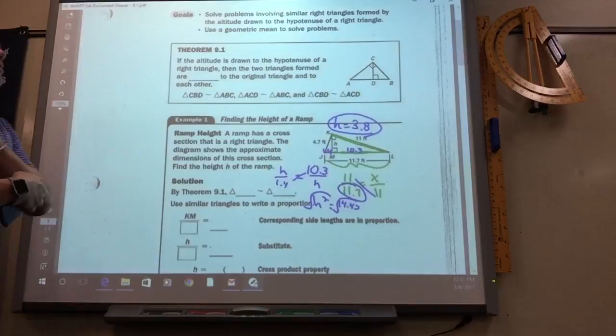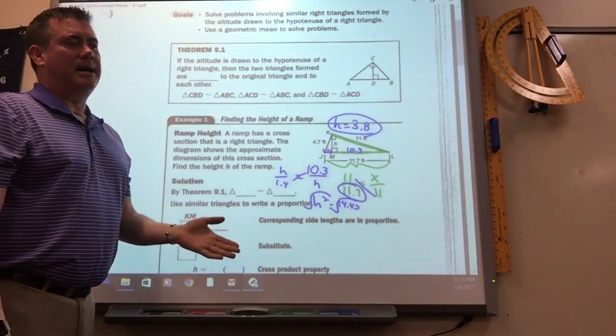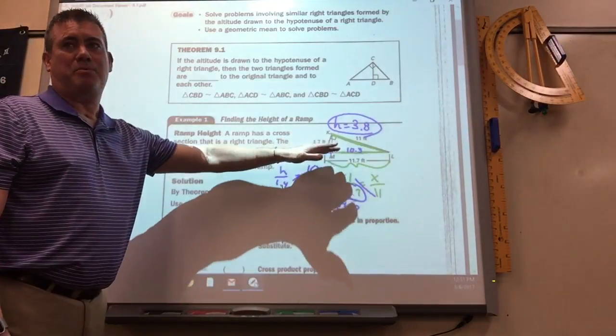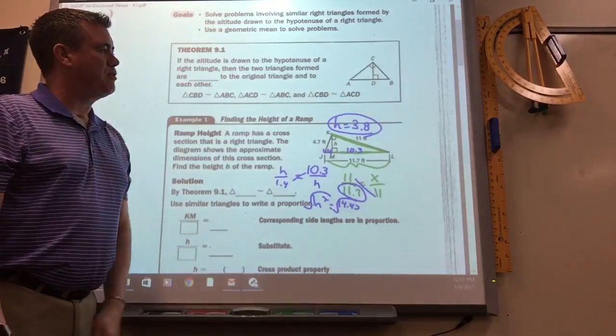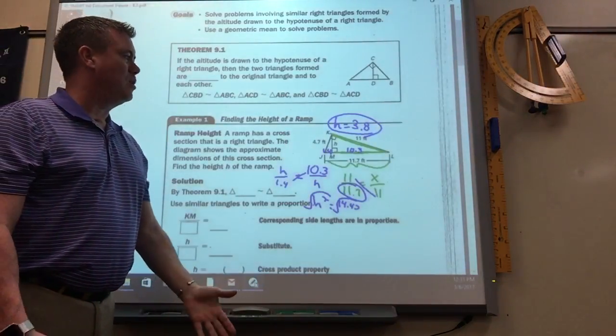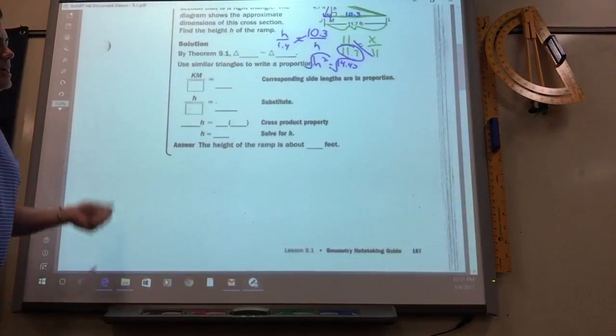So again, they show you here, you could write proportions if you can tell what pieces are proportional, which again, it's really hard to visually move all that stuff around in your head to see what piece corresponds to what. So this is always the easiest way to do it because it works every time on these.